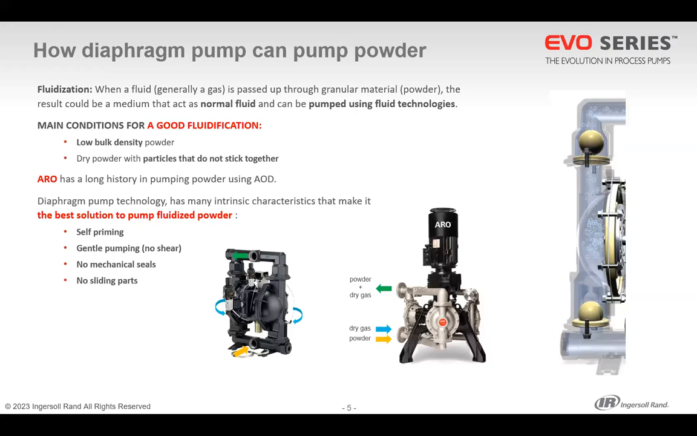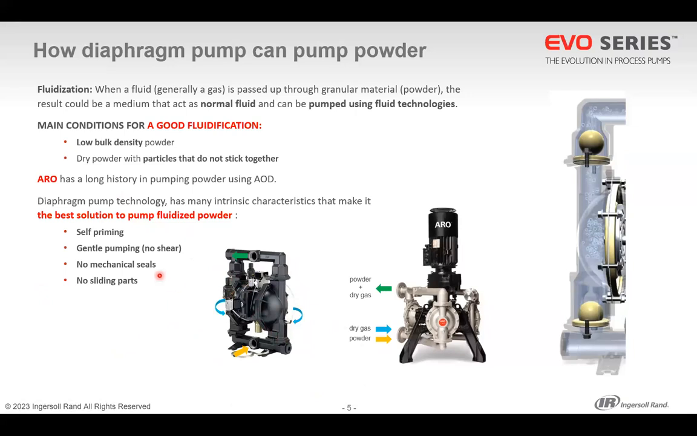Arrow has a long story in powder pumps in general, with AOD at the beginning. AOD means air operated diaphragm pumps. As you can see here on the left, a typical air operated diaphragm powder pump is fitted with a fluidizing section. You can see the light blue arrows here. That means we introduce air in the chambers and make the product fluidized.